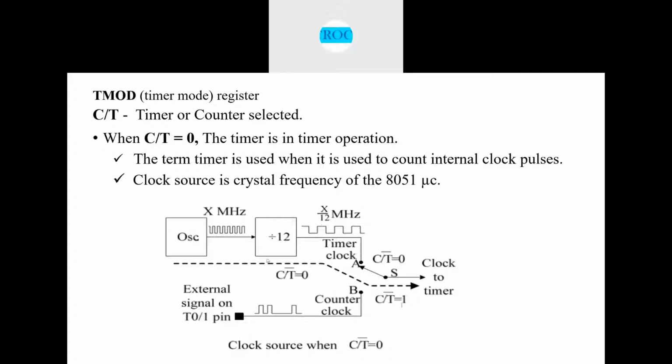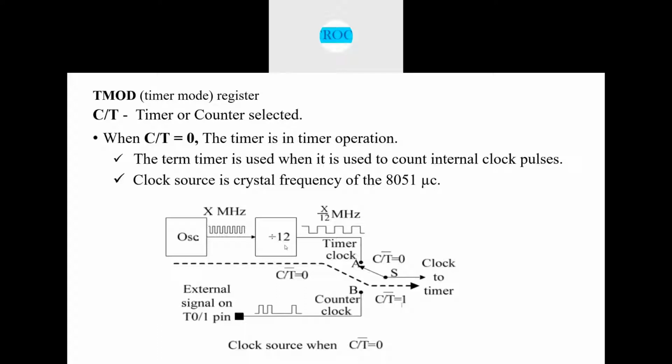And you can see from this diagram that when the C/T bit is equal to 0, the switch is connected to A. So that A is connected to what we have, right? This is the 8051 crystal oscillator, and divided by 12 here.